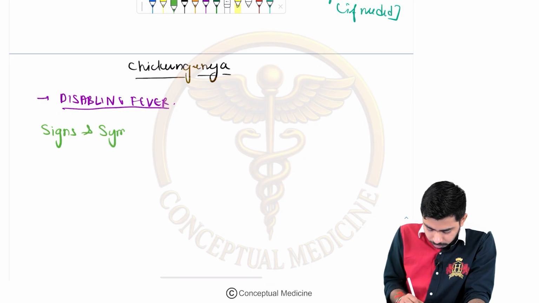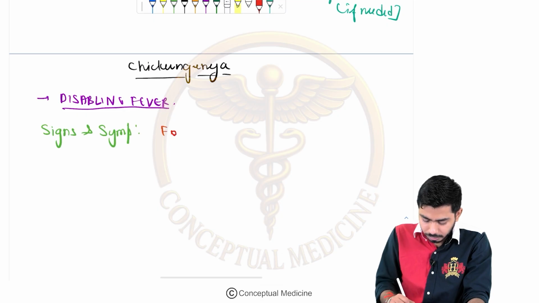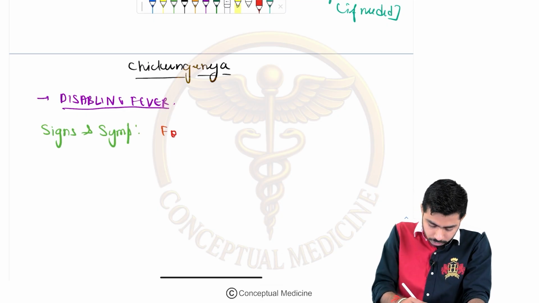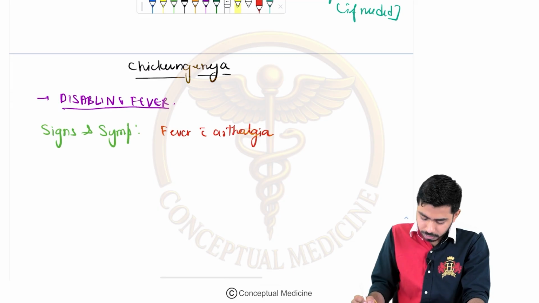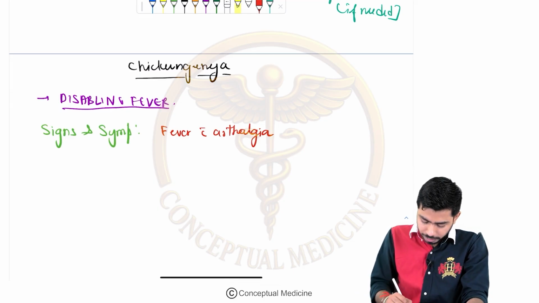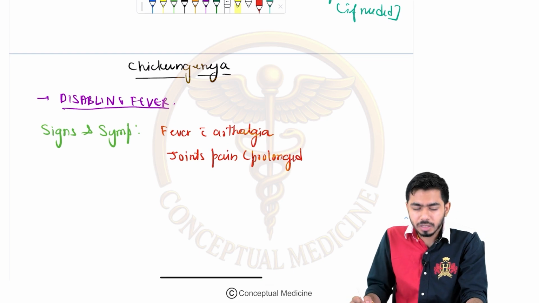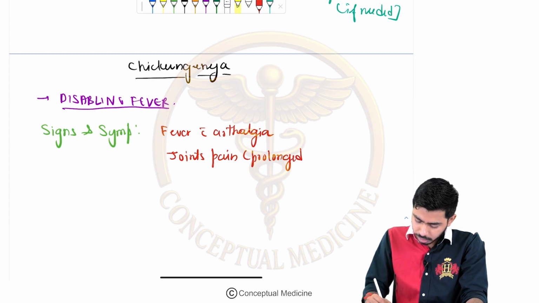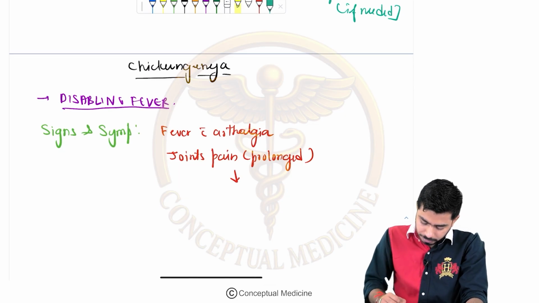What could be the signs and symptoms as far as chikungunya is concerned over here? There could be fever. Along with that, there could be joint pain, that is called arthralgia, right? Along with that, the person might be having joint pain which will be prolonged. Arthralgia is the joint pain, but here prolonged joint pain might be there. They might be persisting.